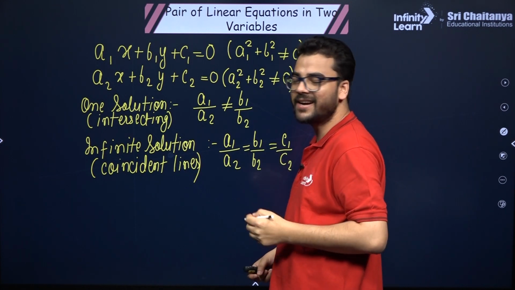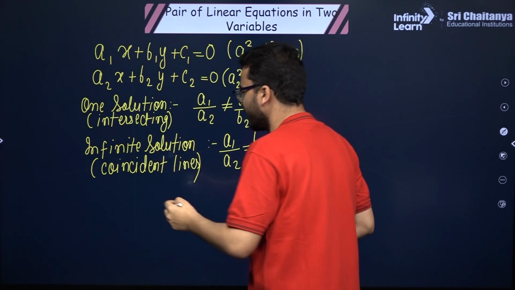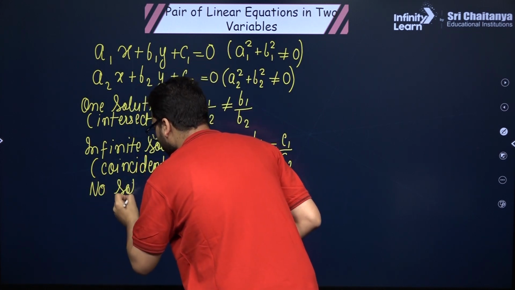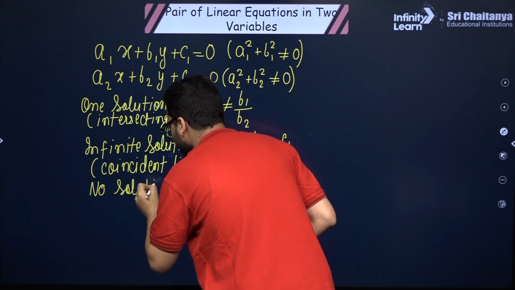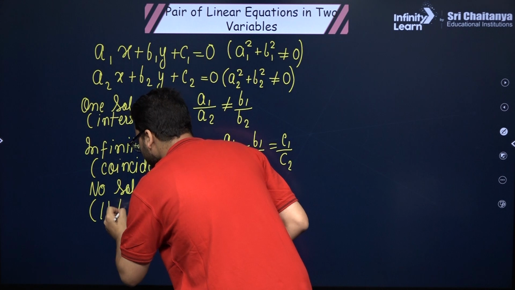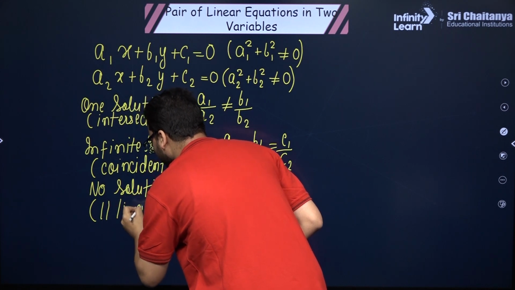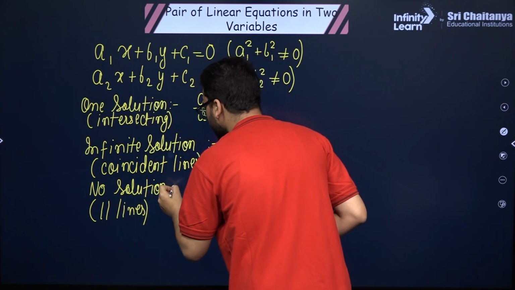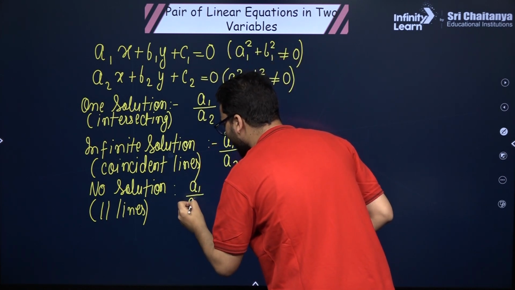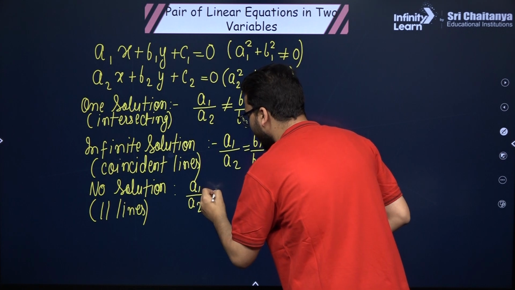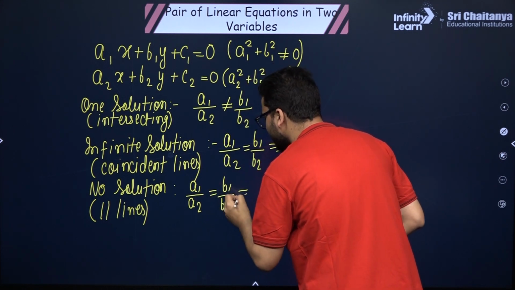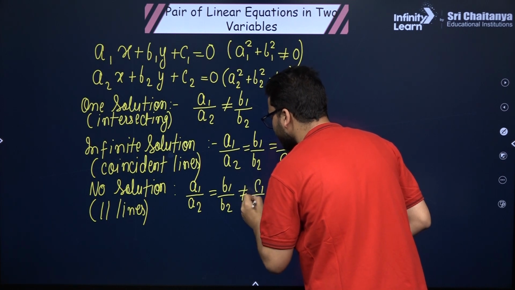Okay. Now the third thing is no solution, right? So the condition for no solution, or you will say parallel lines, because there is no common point in case of parallel lines, so no solution. So the algebraic condition for no solution is a1 by a2 is equal to b1 by b2 is not equal to c1 by c2.